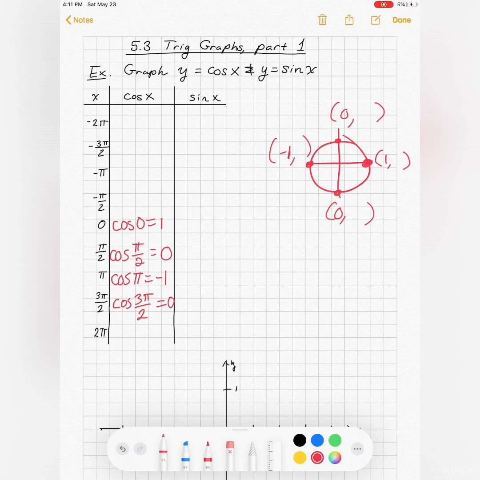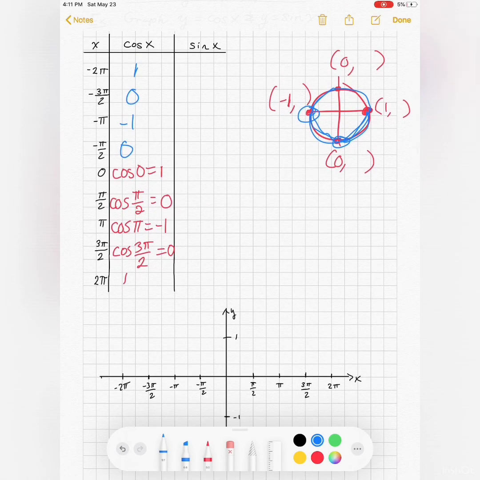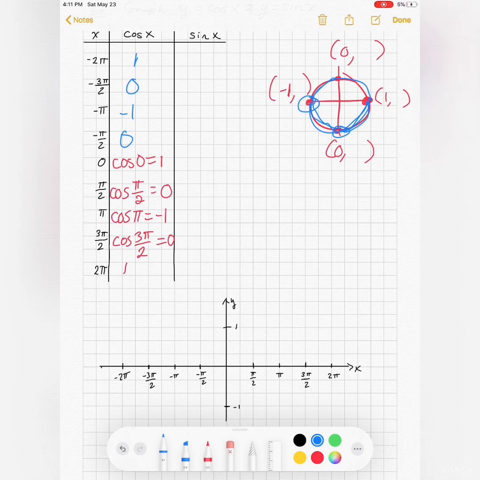2 pi, I'm back over here, so you see the pattern. Let's see, negative pi over 2 is here. Negative pi is here. Negative 3 pi over 2 is here. Negative 2 pi, I'm back where I started. So let me see if I can plot those points. So I set up a plane here, scaling in terms of pi halves on the x-axis, integers on the y-axis. Let me plot these points.